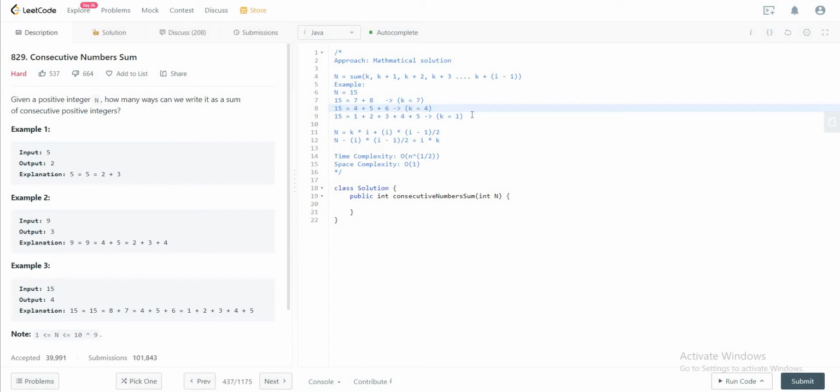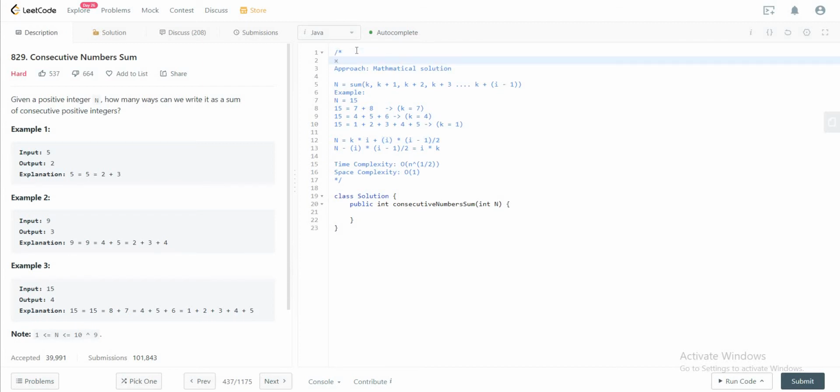So if you want to write that more mathematically, this would be the equation. It would be n equals k multiplied by i plus i multiplied by i minus 1 divided by 2. And the reason why we have this is because, let's look at this first term, k multiplied by i. So we have k, and you're adding that i times. So that is k multiplied by i, and then this term, i multiplied by i minus 1 divided by 2, that's a summation formula.